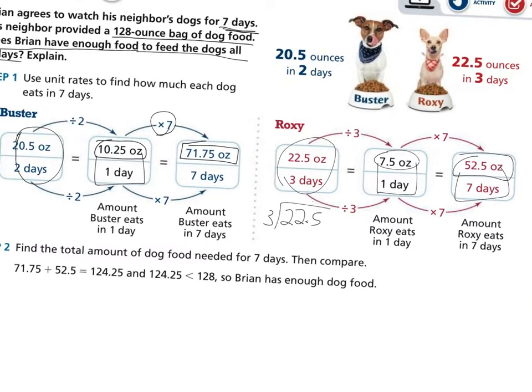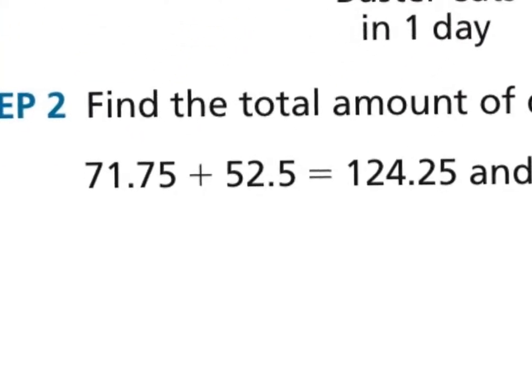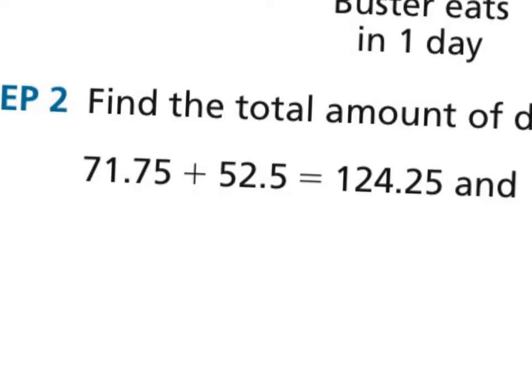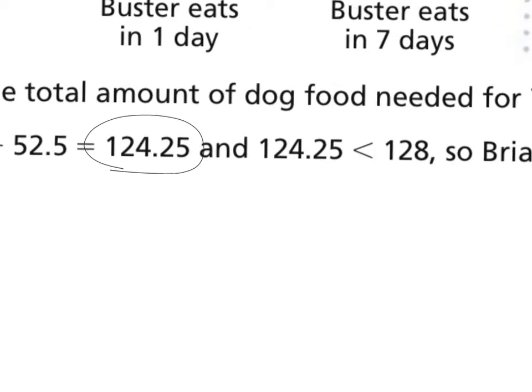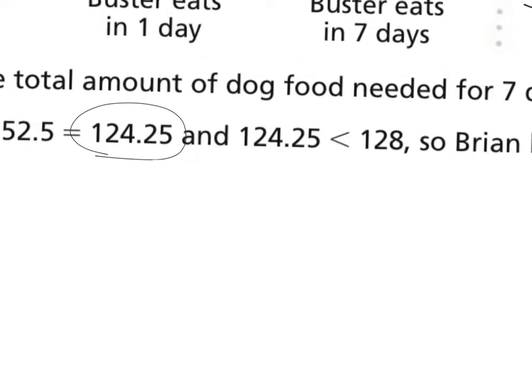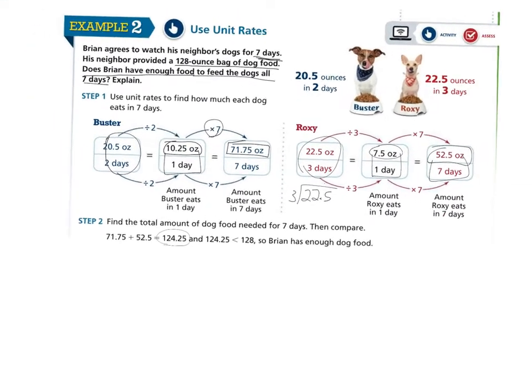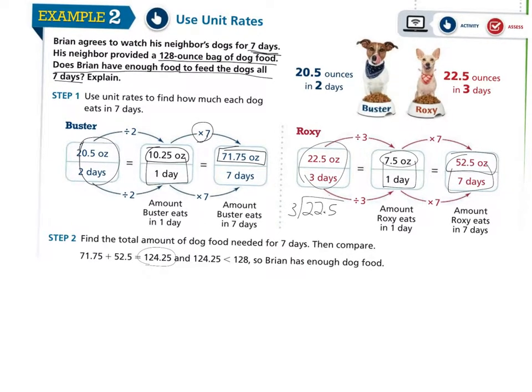So now we know what each of them would be needing to eat for the 7-day period. We can just add those together. You can see here they added those together and they got 124 and 25. That's how many ounces we would need all together. And they had a 128-ounce bag, and so they would have enough food here. I even have a little bit of crumbs left over for the dogs here. Okay, maybe safer to buy a little bit more dog food, but they could get by with that, looks like.